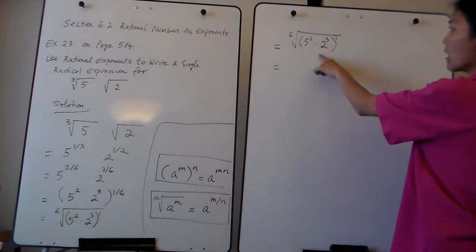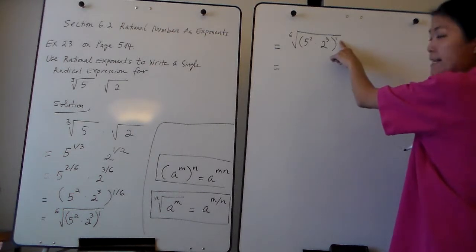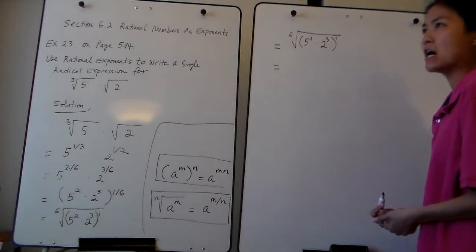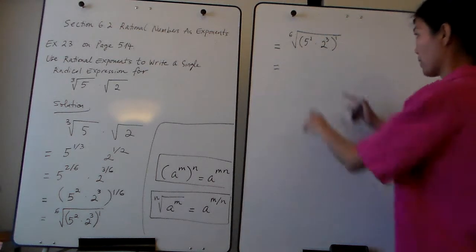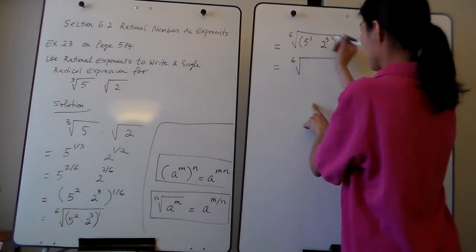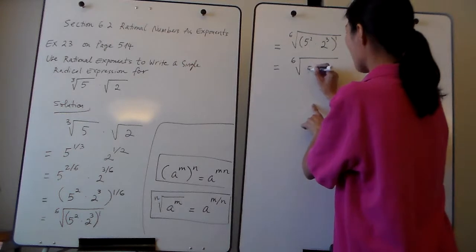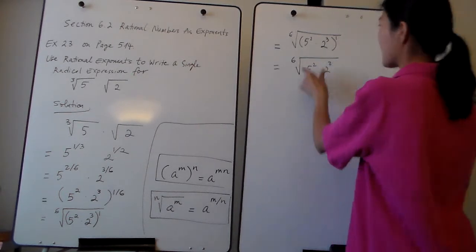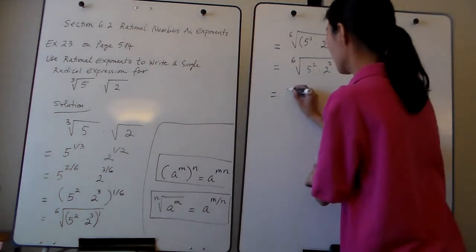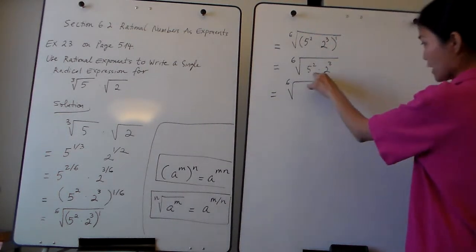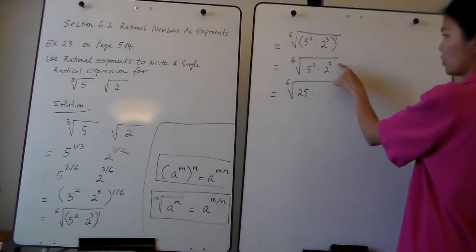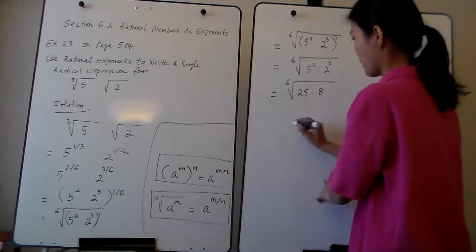Now, anything raised to the first power is itself. Think about 2 raised to the first power is 2. 10 raised to the first power is 10. So that means we can simplify the expression inside the radical as 5 squared times 2 to the third, because anything raised to the first power is itself. We can continue with the 6th root of 5 squared, which simplifies to 25, times 2 to the third power, which simplifies to 8.